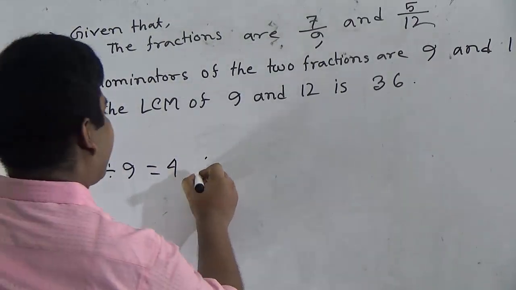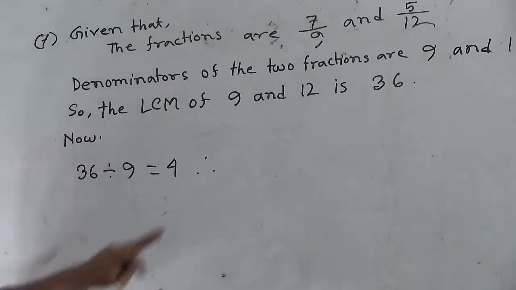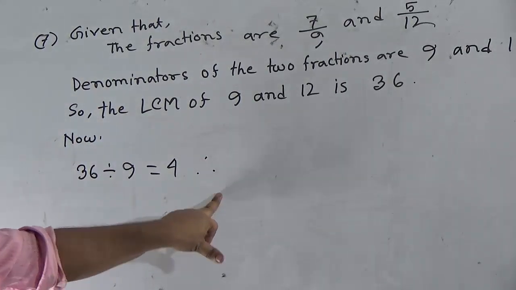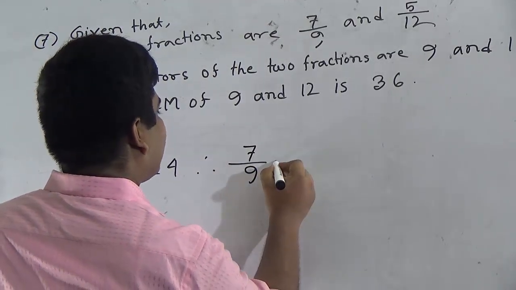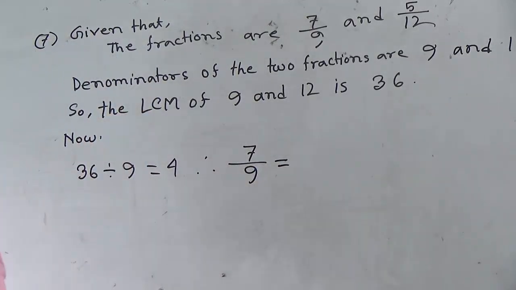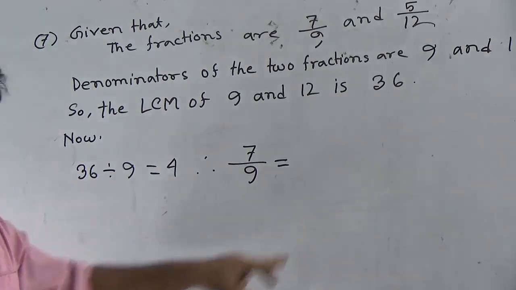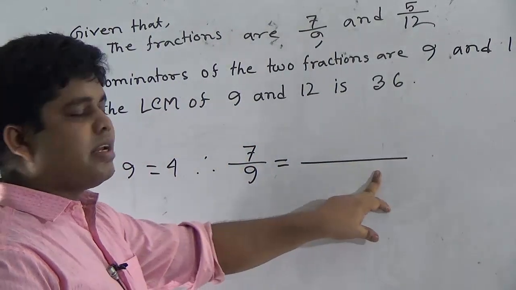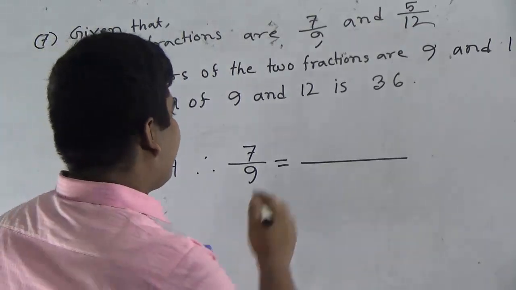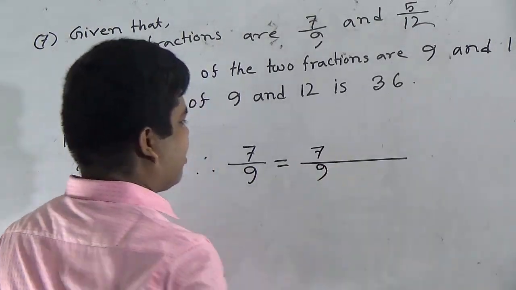Then we give therefore sign. My dear students, notice, then you give therefore sign. After that we write the fraction, that means 7 by 9. Then we give an equal sign. Then we write a fractional sign. Then we write 7 by 9 also.